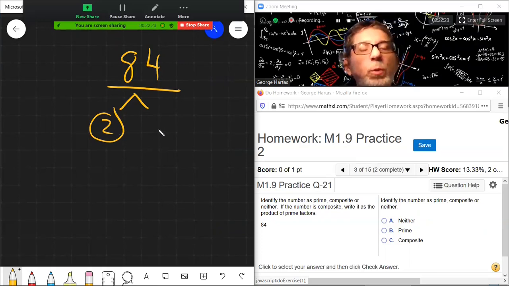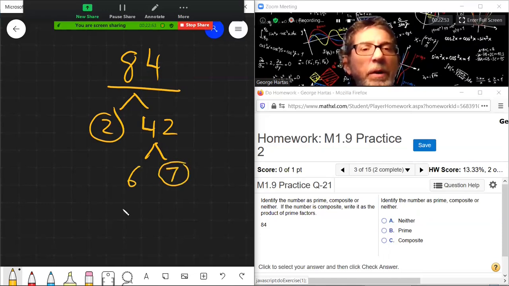So 2 times what is 84? Well, let's think about it. Let's cut 84 in half. Let's divide 84 by 2. So 84 cut in half is what? 42. Good. Now, what times what is 42? Again, you can pick 6 times 7. You can pick 2 times 21. It doesn't matter. You still get the same number. Let's try 6 times 7 just for fun.